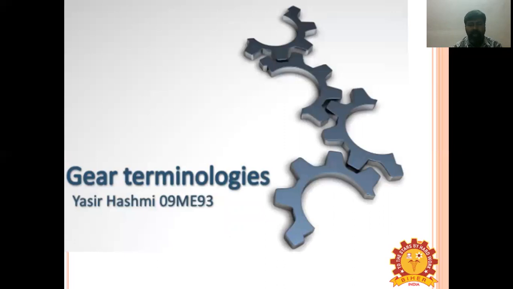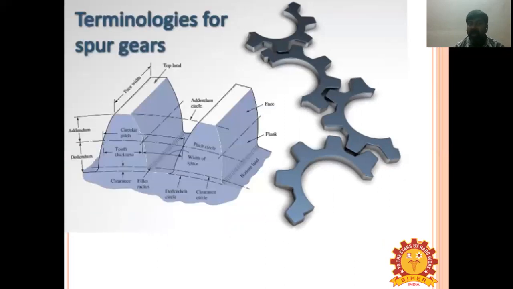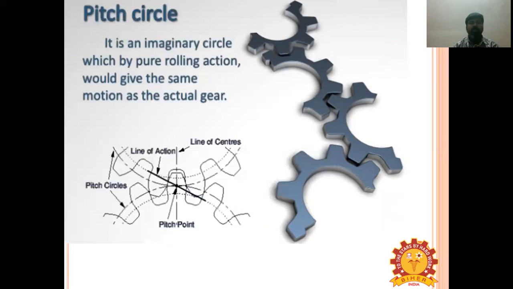Now come to the gear terminologies. What are the important nomenclature of the gears? I will explain each and every part. The first one is the pitch circle. Before studying the pitch circle, we should know what the pinion is. I already explained that the pinion is the smaller of two mating gears. The larger is often called the gear or the wheel.